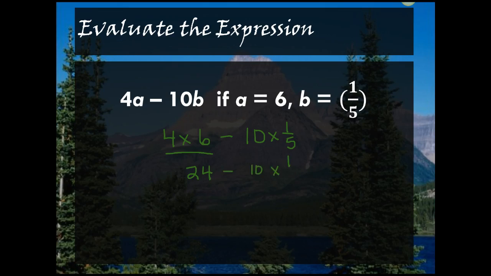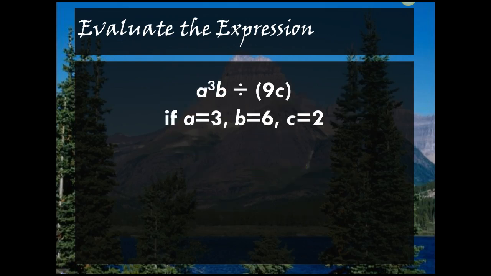The next step will be to solve 10 times 1/5. I'm going to write 10 over 1 to make it a fraction. We can divide both 10 and 5 by 5, so we can cross-cancel. This will leave us with a 1 and a 2. Multiplying straight across, 2 times 1 is 2, and 1 times 1 is 1. This means that 10 times 1/5 equals 2. 24 minus 2 equals the final answer of 22.